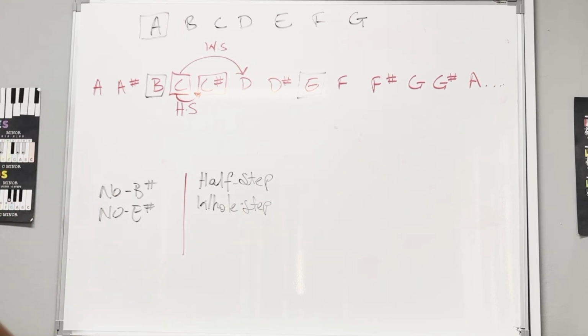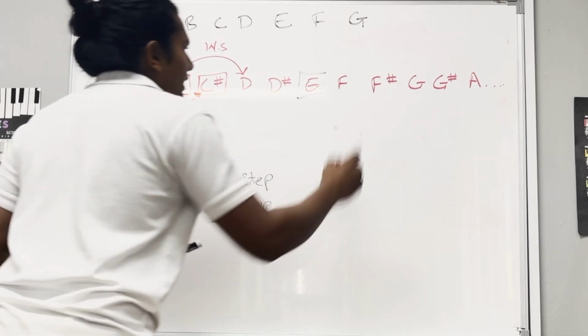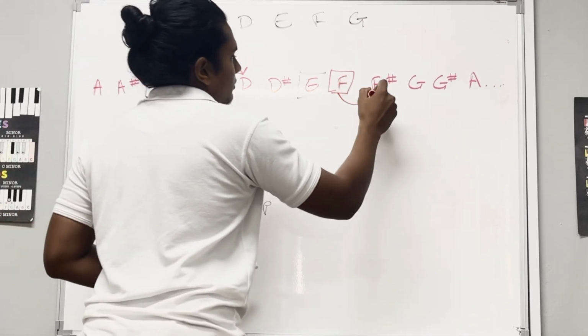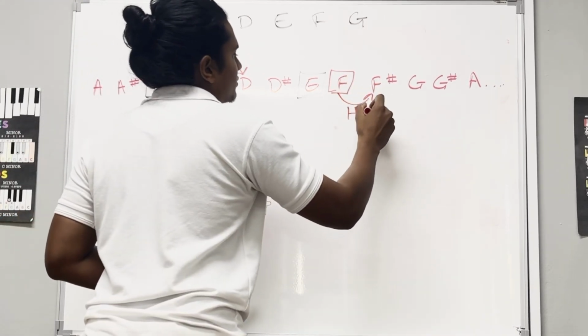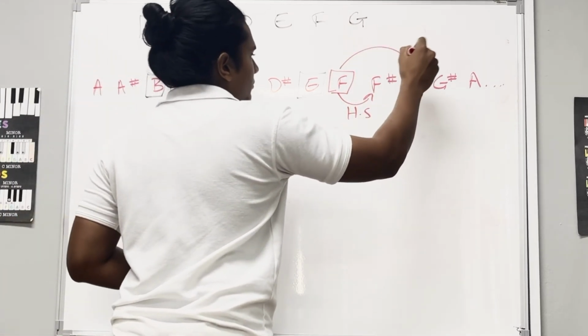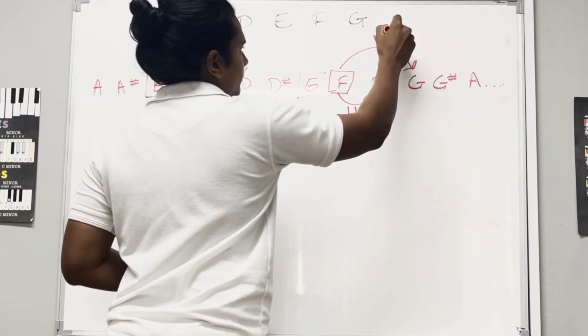Let's try another example. So we have F. F to F sharp will be what? A half step. Yeah? Now, F to G will be a whole step.